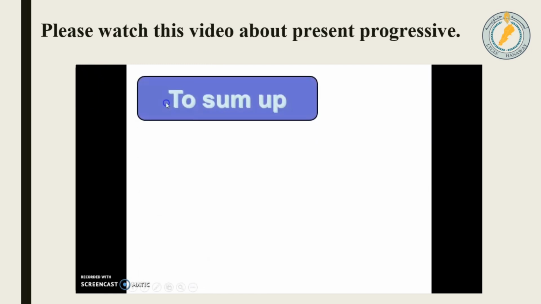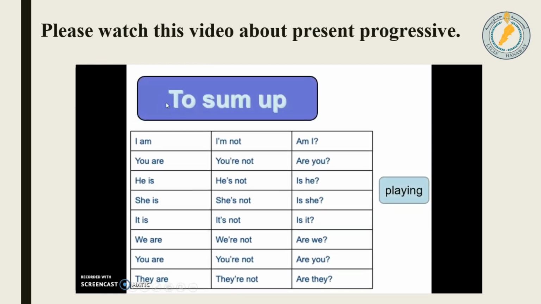So to sum up, we have three forms: the affirmative form, the negative form over here in the middle, and I have over here the question form. I say, I am playing, you are, we are, they are playing, while I say he is, she is, it is playing.